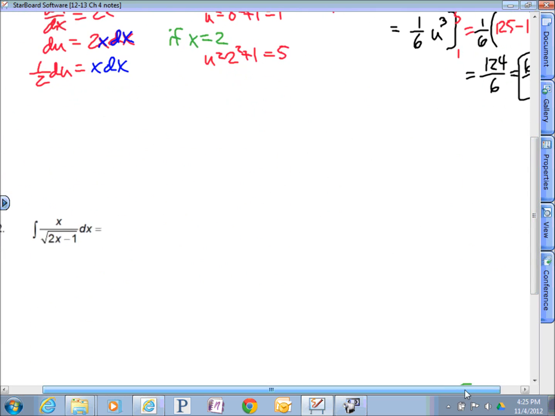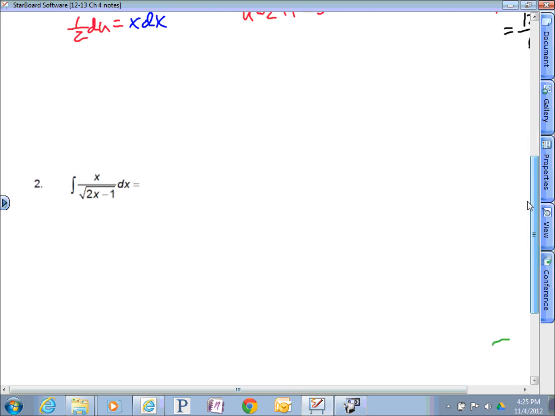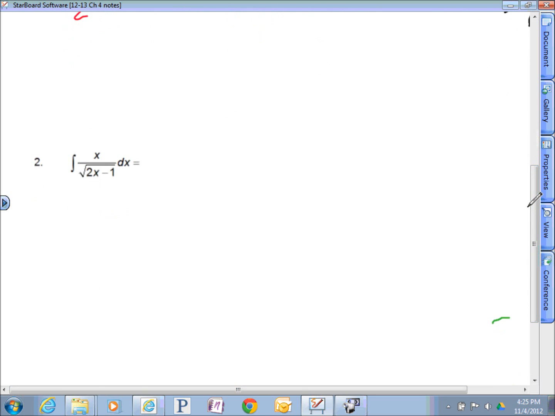Second one. The second one, do you have a function inside of a function? Yes. Okay, so let's make u 2x minus 1. So then du over dx is 2, so du is 2 times dx. Do we have 2 times dx in my problem? Well, I mean, I guess I could have. I could say, here's dx. Do I have that? Yes, I do.